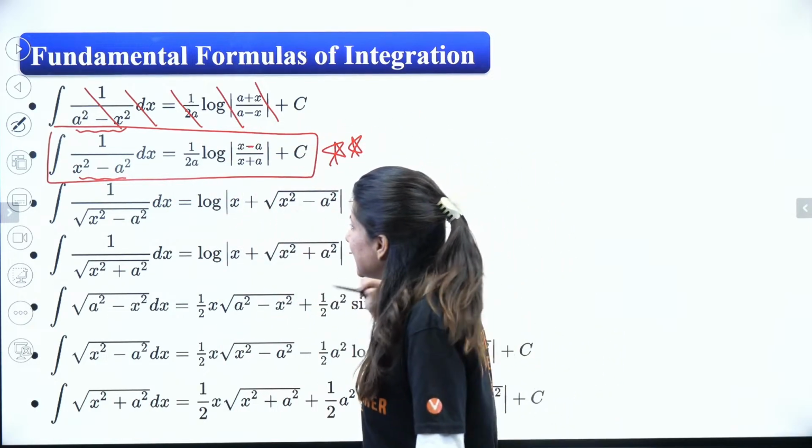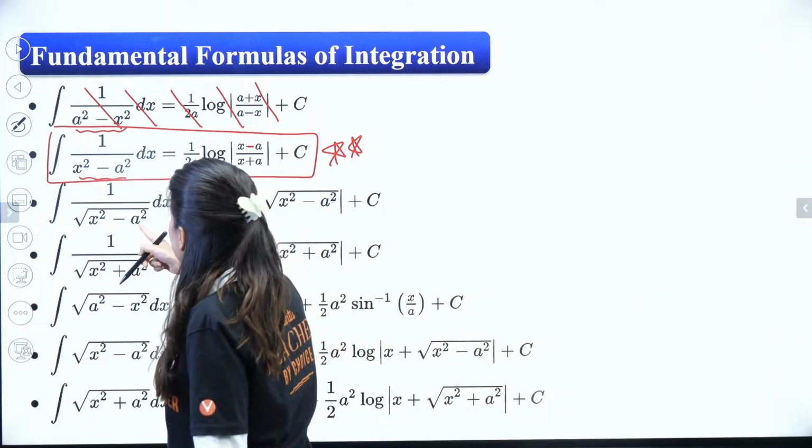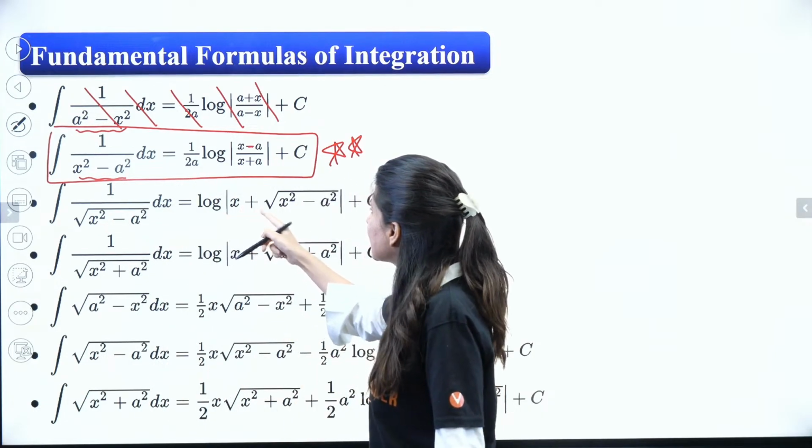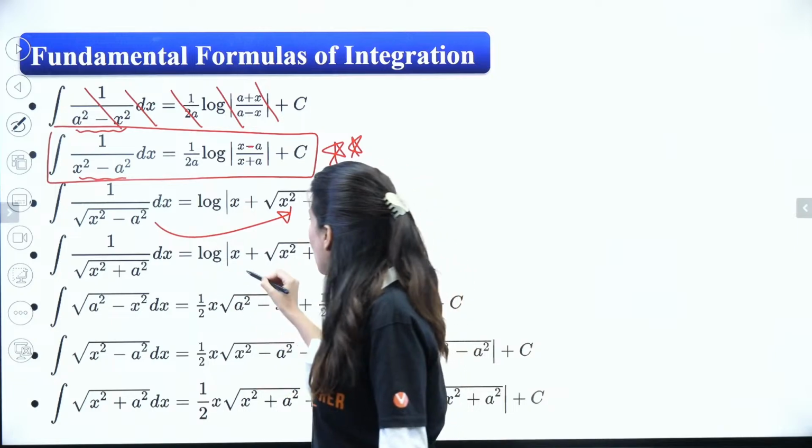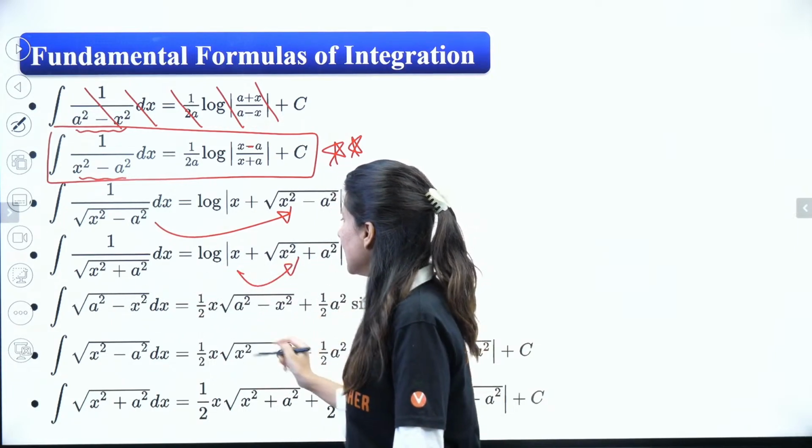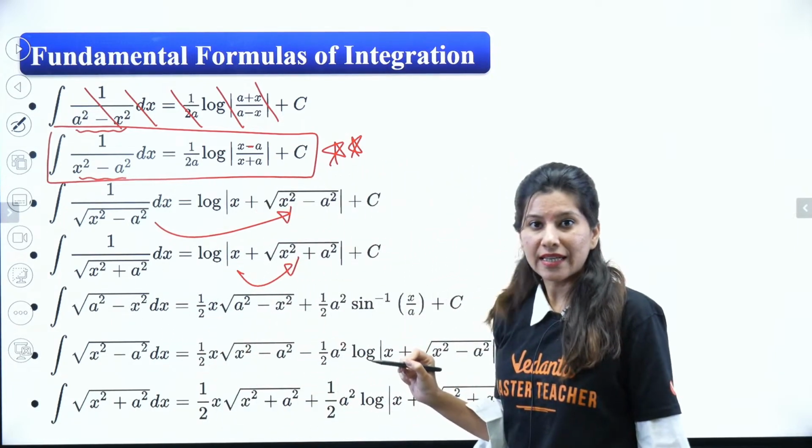All right. Next, we have 1 upon root x square minus a square. So log x plus, copy paste. Again, log x plus, copy paste. Can you see? Now this is something different: square root a square minus x square.